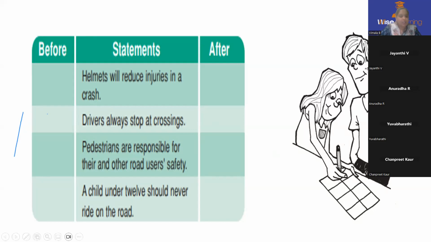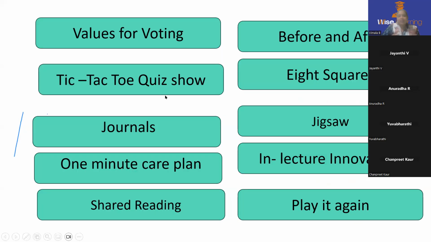Next is jigsaw. Jigsaw is where I divide the class into different groups. I might give different concepts. This jigsaw I can use for recapitulation. For the recapitulation, I divide the class and ask them to find the concept and discuss among their group. One leader will be appointed. Once the leader is appointed, they have to write a report and present it to the class. So that is jigsaw.